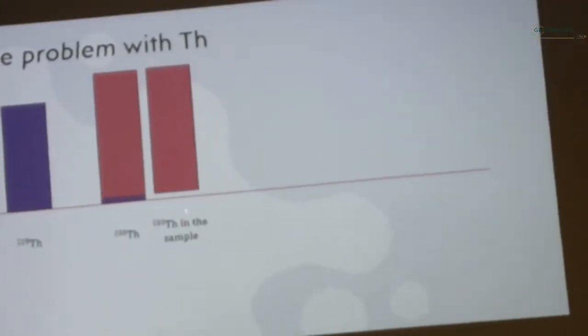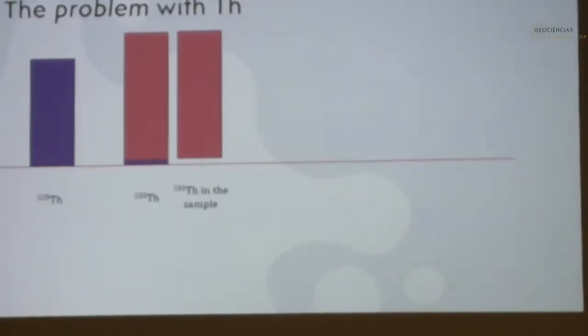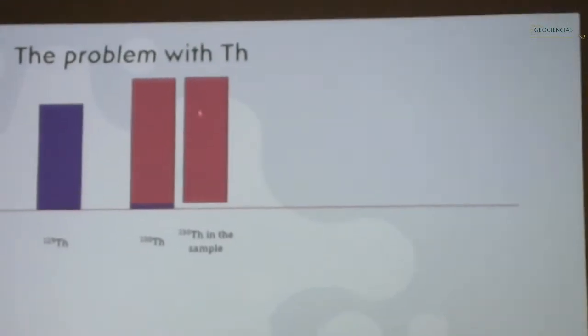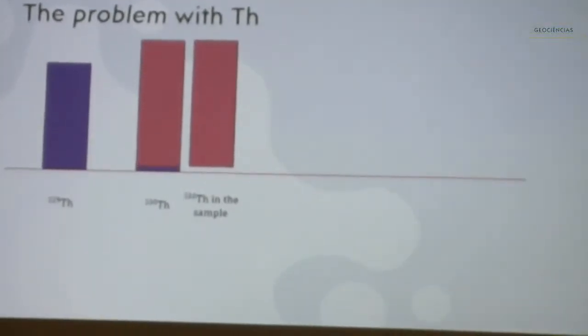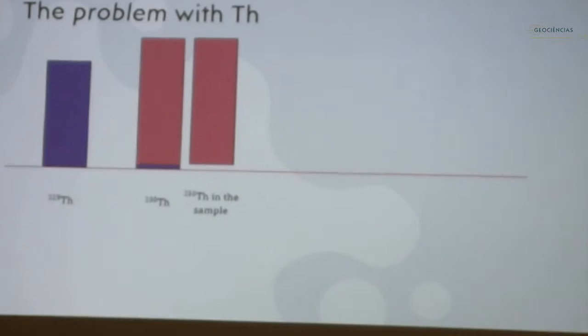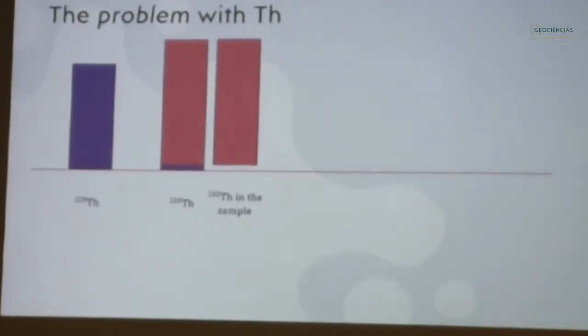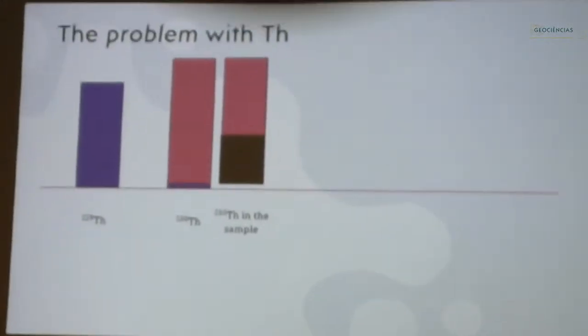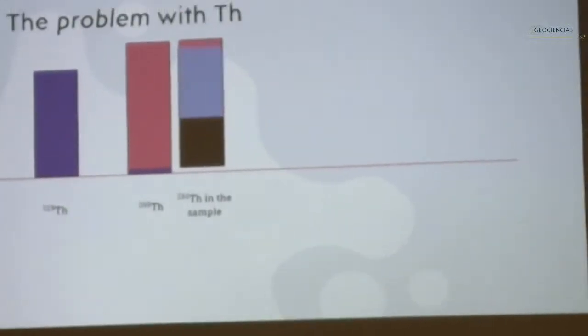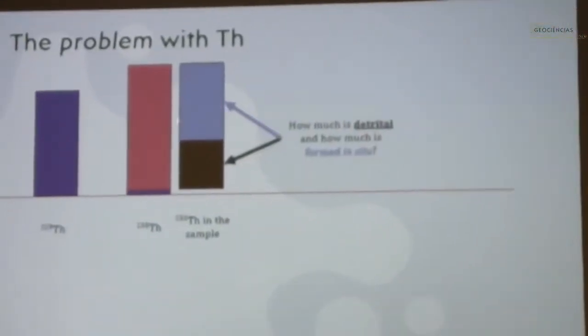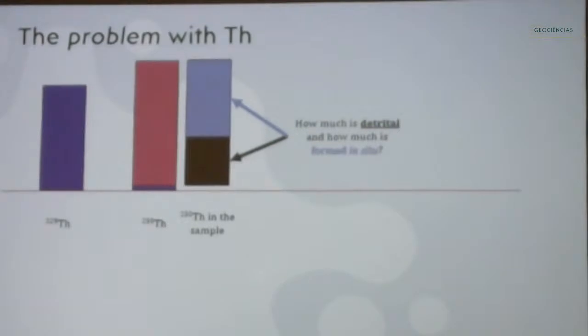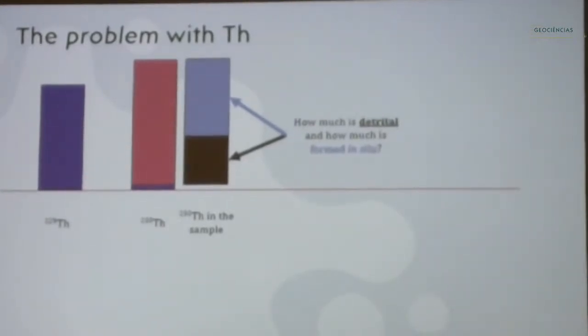So this is the thorium-230 that is present in the sample. But from this, I cannot tell how much was formed radiogenically in situ and how much was incorporated. So how much was formed in situ? How much is detrital? Where do I draw the line, here or here? There is actually no way to know it just by looking at thorium-230.